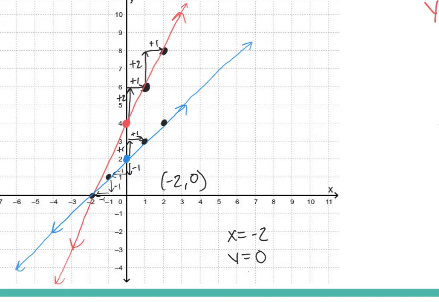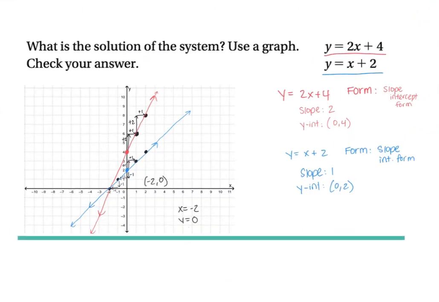Yeah, or you guys in Notability can draw a perfectly straight line, right? And then you can just find the point where they intersect, okay? And if it's ever between two numbers, just put like 0.5. All right? Okay, next question.